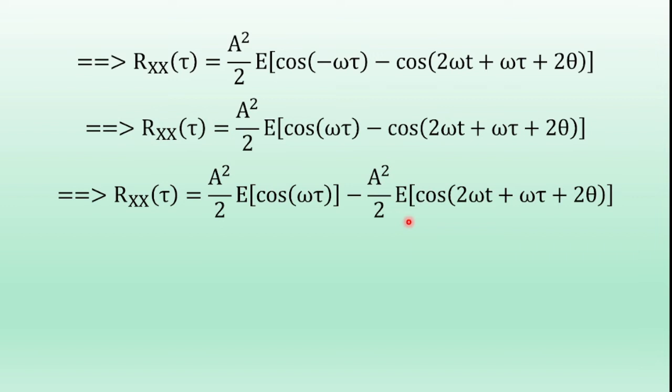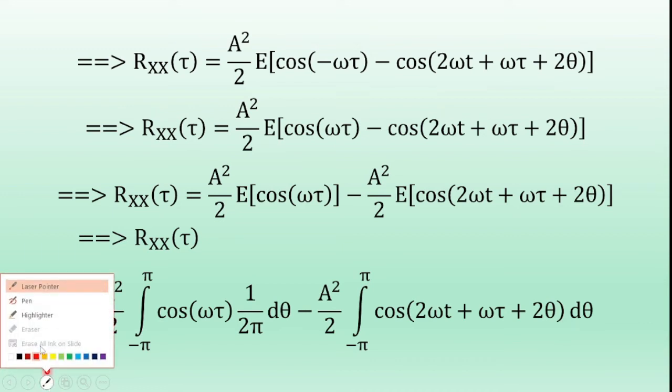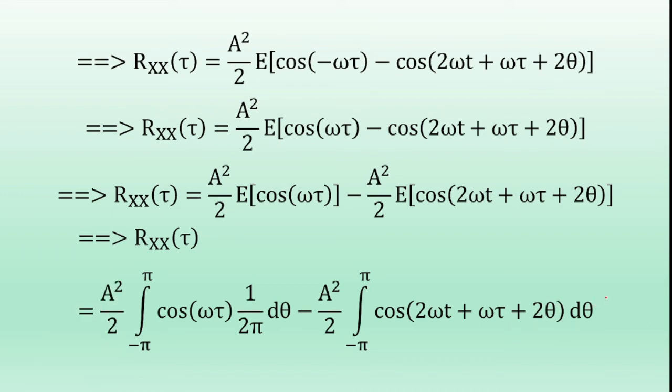Using the expectation of x of t expression, the first term, expectation of cos omega tau, is A square by 2 integral from minus pi to pi, where the function is cos of omega tau and the density function is 1 by 2 pi into d theta, minus A square by 2, and the expectation of this function is integral from minus pi to pi of cos of 2 omega t plus omega tau plus 2 theta into the density function 1 by 2 pi, into d theta.